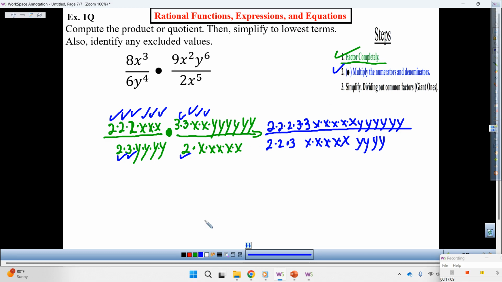Step 3. I'm going to use red. It says simplify by dividing common factors or giant ones. Do you see the giant ones? Yes? Where's our first one? Gabriel, help me out.